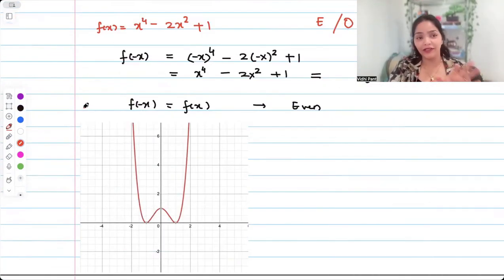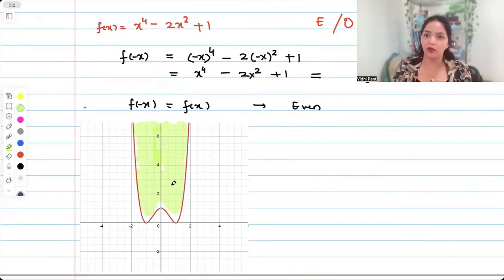Look at this graph for the function x to the power 4 minus 2x squared plus 1. Can you see that there is symmetry about the y-axis? It's exactly the mirror image of the left and right. They are mirror images of each other, right? That's exactly what an even function looks like.